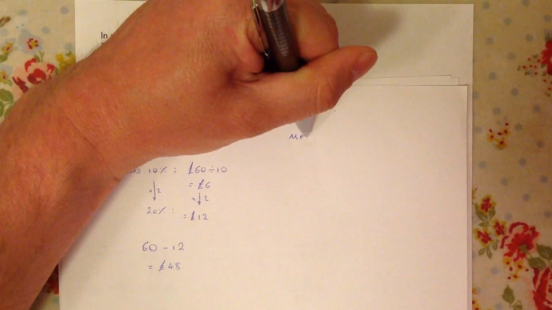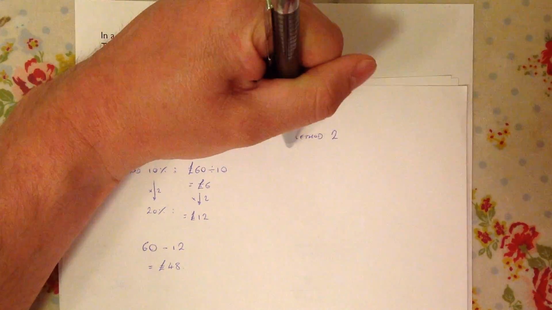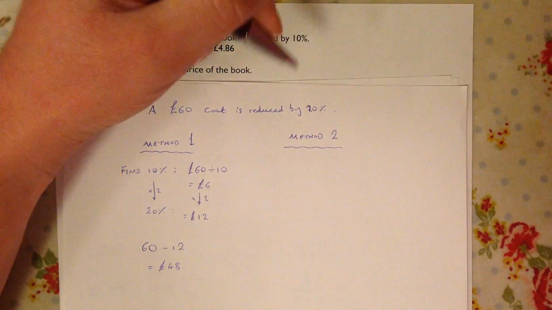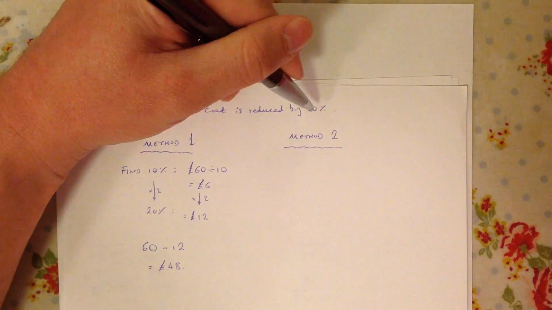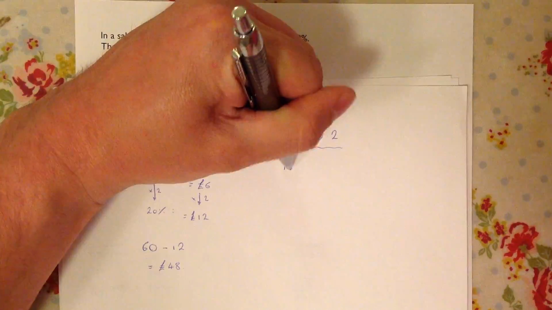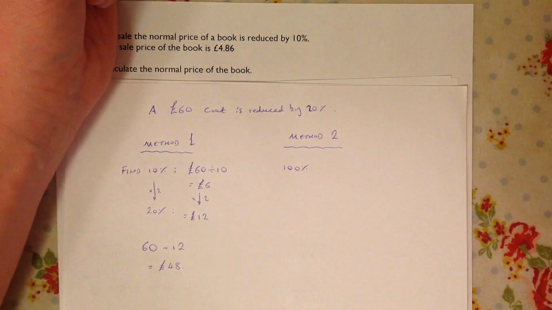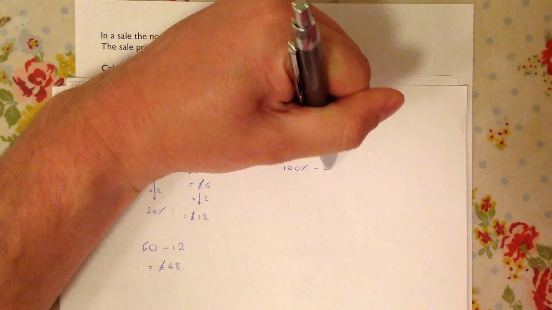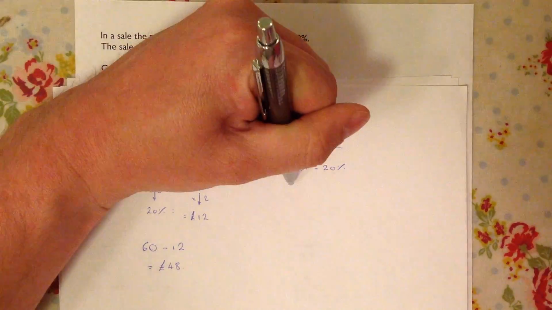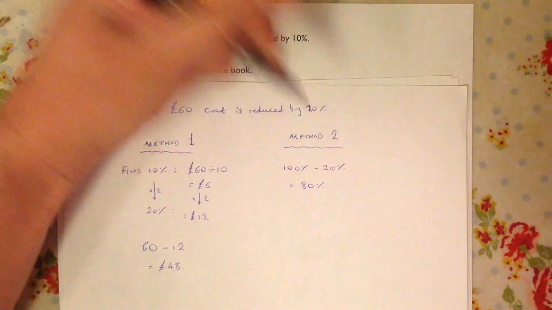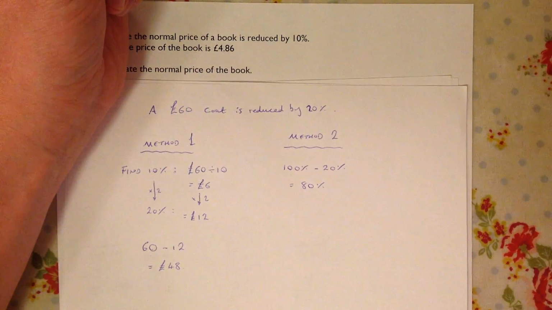Method number two would be doing this on a calculator, and that's to understand turning percentages into decimals. So I start with 100%, which represents the full cost of the coat if it hadn't been reduced in the sale. I take away 20% because that's what it's been reduced by, and I'm left with 80%. Now we turn 80% into a decimal.